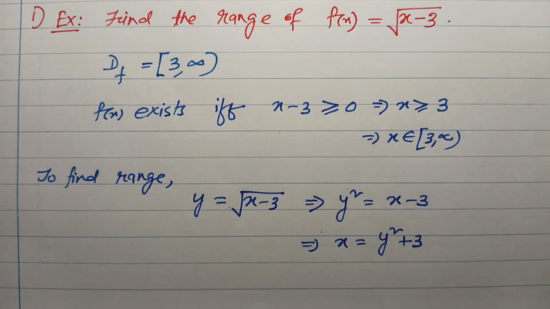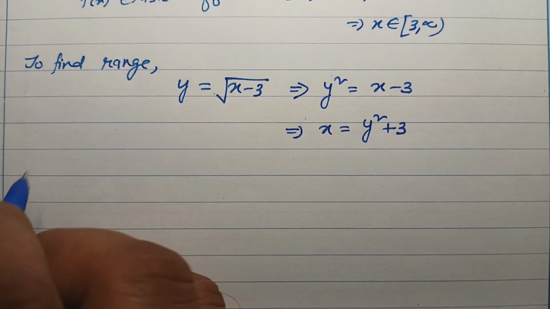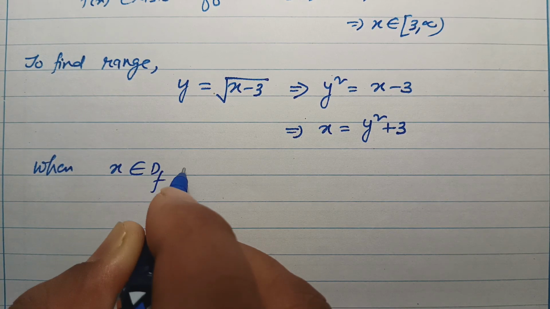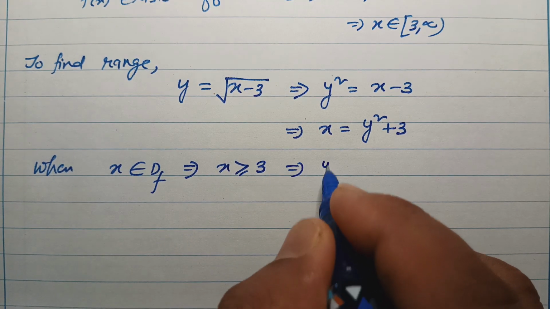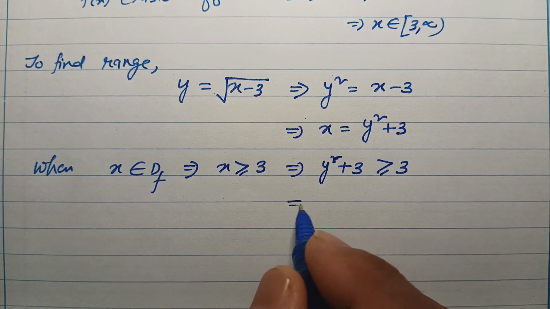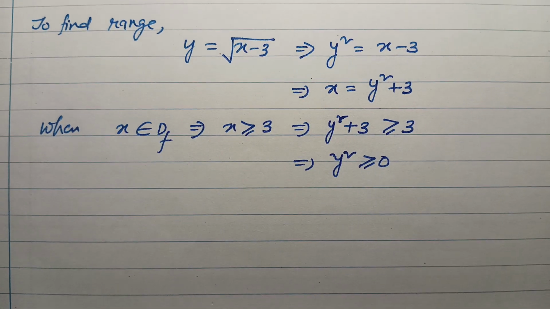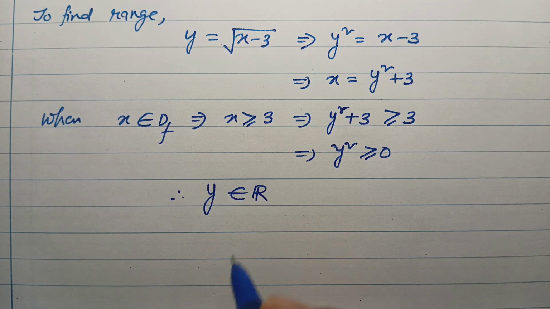So we know that range means the set of values of y when x belongs to the domain. So I'll write down, when x belongs to domain, this implies x is greater than or equal to 3. This implies y² + 3 ≥ 3, which implies y² ≥ 0. This is valid for all real numbers, right? So therefore, from this we can conclude y belongs to R.